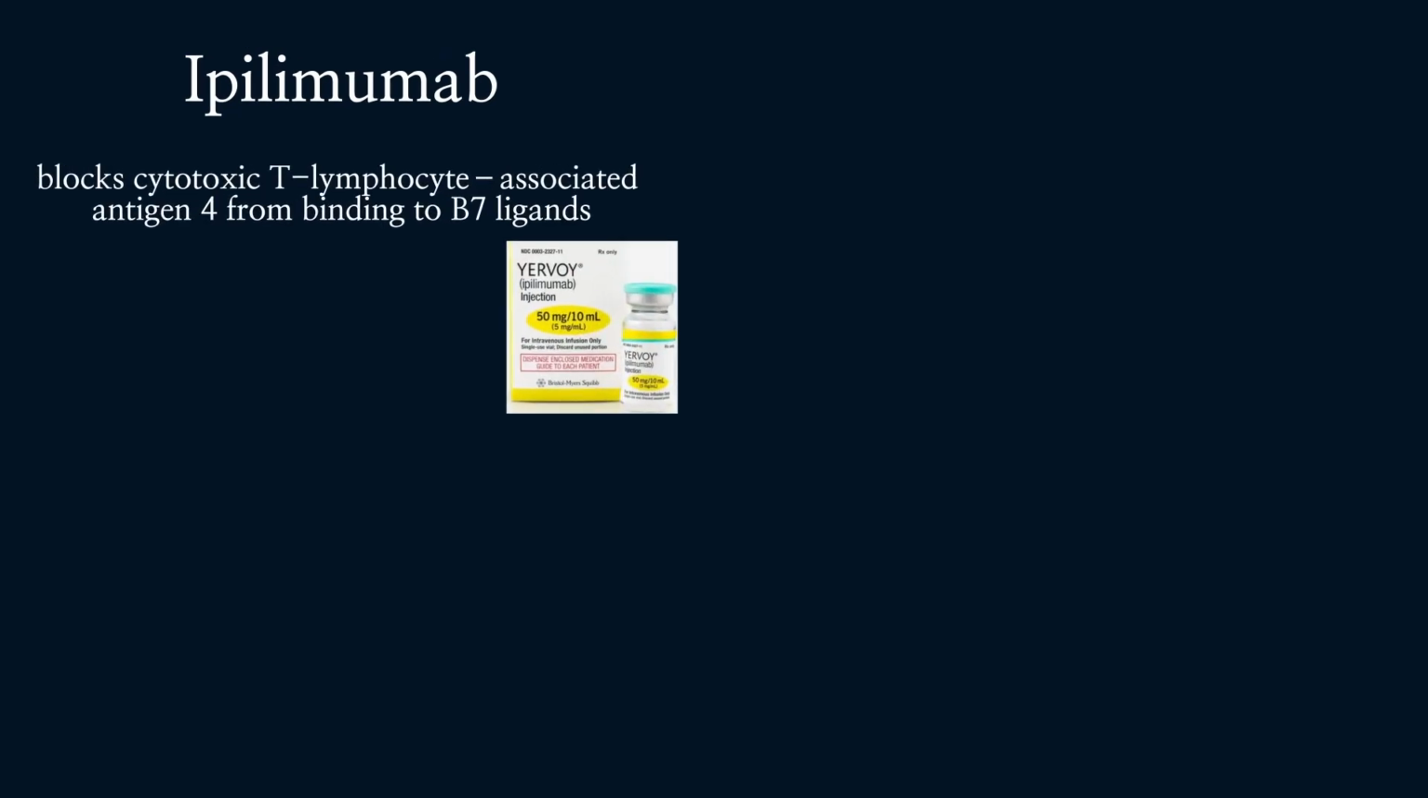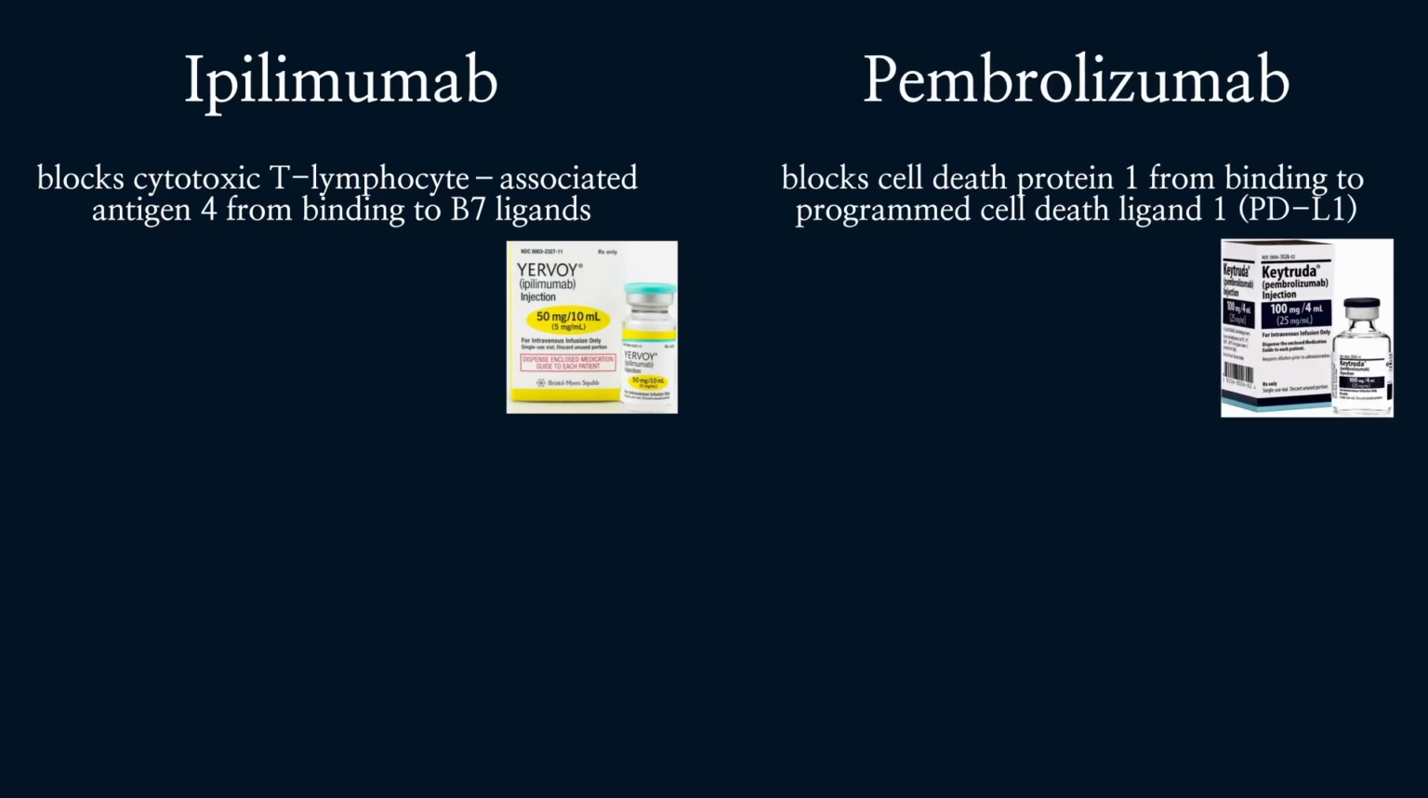Two FDA-approved checkpoint inhibitors include ipilimumab, which blocks cytotoxic T lymphocyte-associated antigen 4 from binding to B7 ligands, and pembrolizumab, which blocks programmed cell death protein 1 from binding to programmed cell death ligand 1.